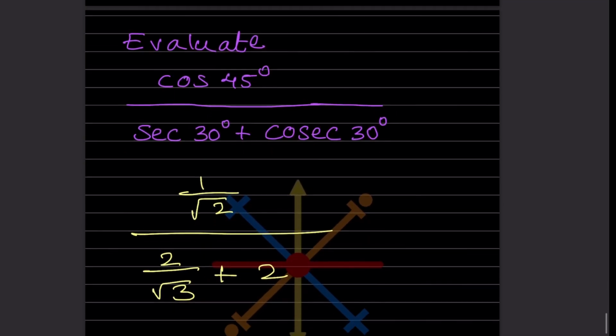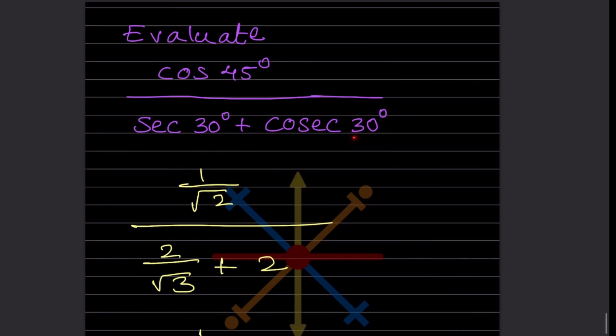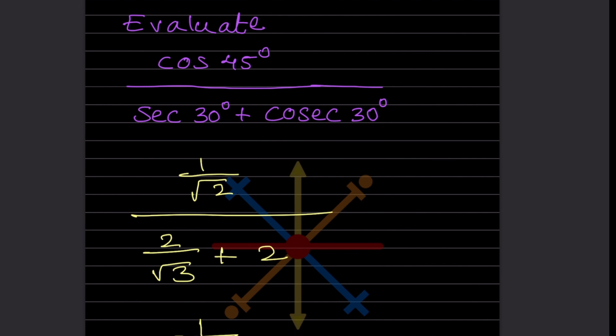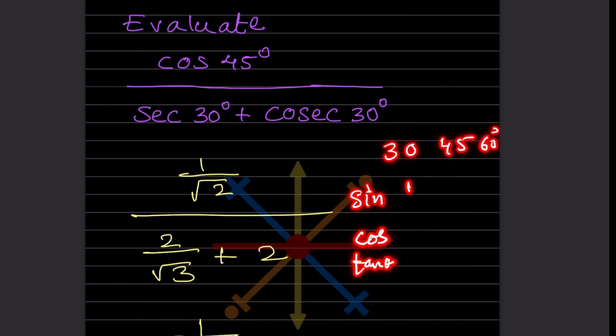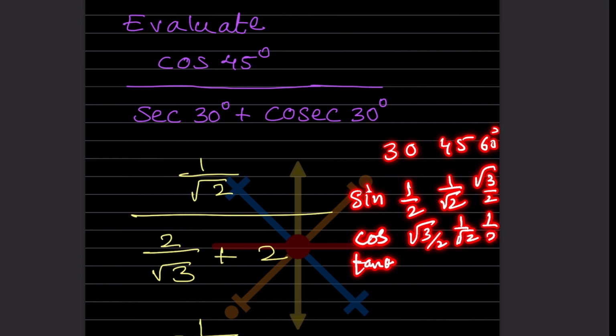So the next one, evaluate cos 45 sec 30 plus cosec 30. Now you know, you will look at the table. I'm not going to draw the table. You know the 30, 45, 60 table for sine theta, cos theta and tan theta. Here I'll just write 1 by 2, 1 by root 2 and root 3 by 2. Here it will be root 3 by 2, 1 by root 2 and 1 by 2. I have also given the table in the first video. You can have a look at it.